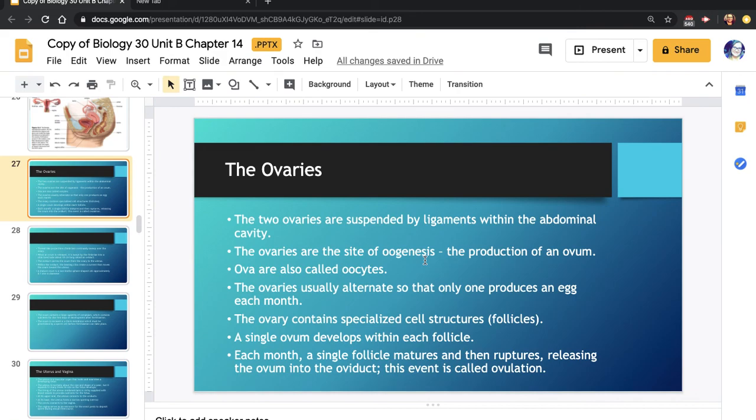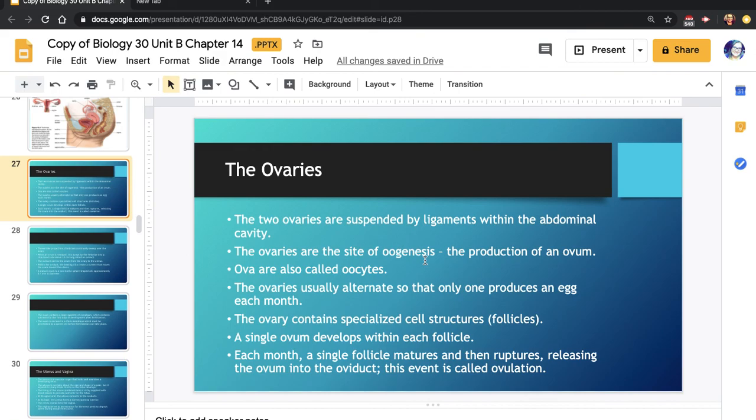So every month you're going to produce an egg, and it'll alternate between sides. So one month it's the left side, then the next month the right side. And you might feel maybe pain in that area. Like pain on the right side one month and then the left side the next month. And that may have a lot to do with which side is producing the egg.